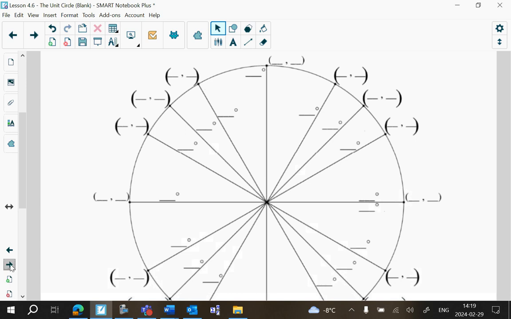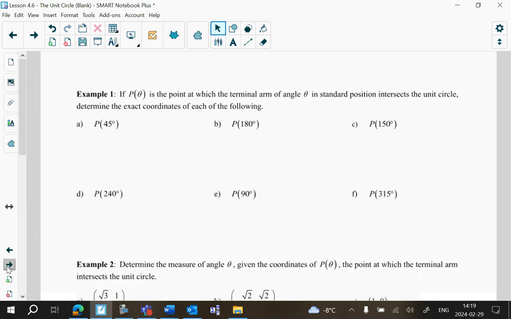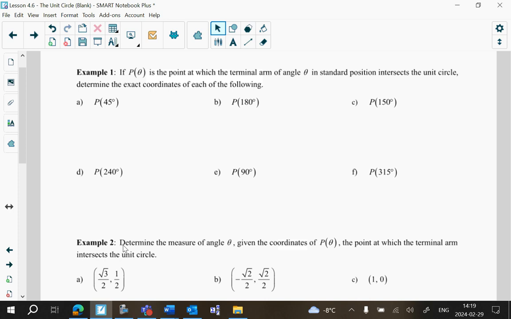But using that unit circle, the ultimate goal of using this unit circle is to evaluate certain trig expressions and solve certain trig equations using it where we don't have to use a calculator. But first we got to know all the angles and the corresponding points on the unit circle. So you can use the one that you have, or you can try and remember it without.